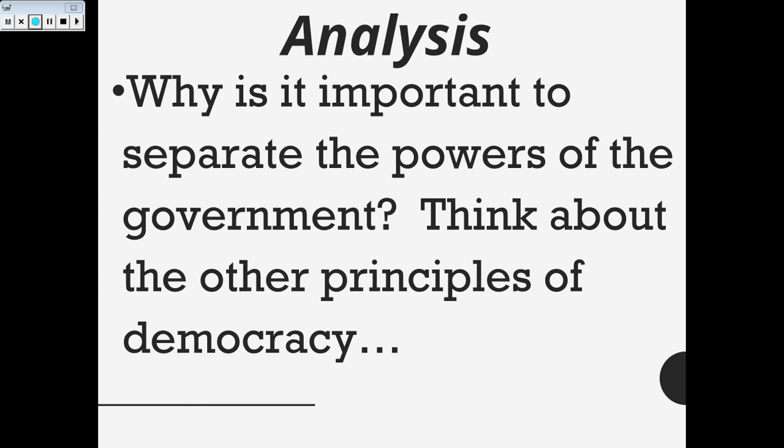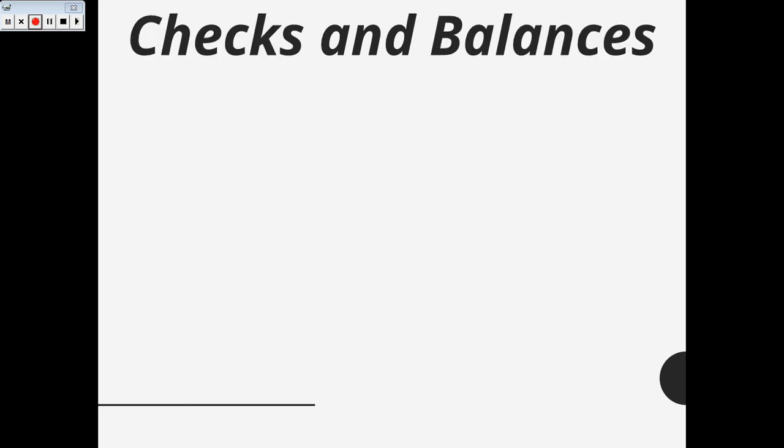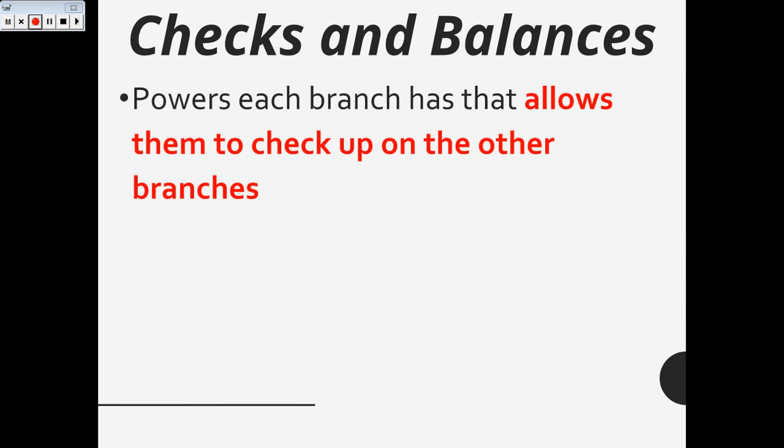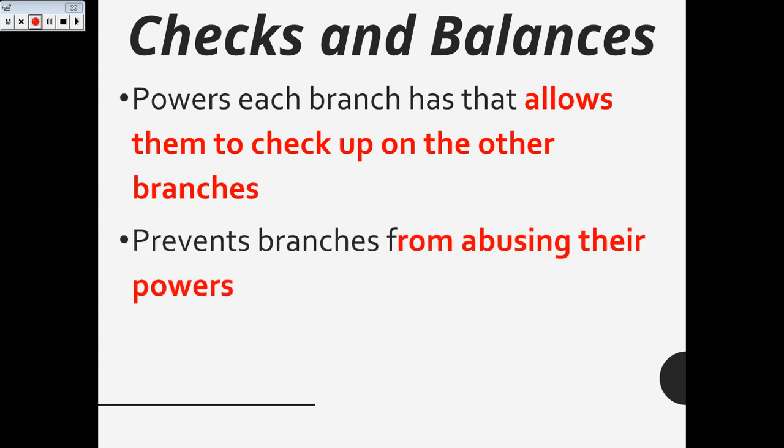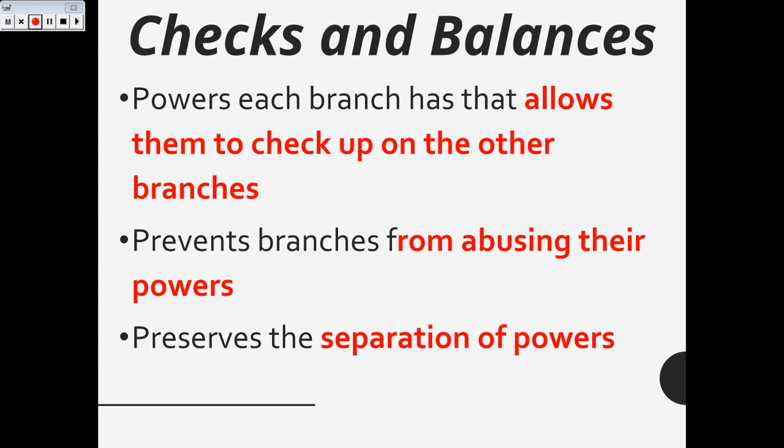Okay, so we're going to take a look at these powers and how each of them have that ability to check and balance each other, and specifically look at some things that they can do to make sure that each branch is carrying out what they're supposed to do. So these powers each branch has allows them to check up on the other branches. So it's in their constitutional rights as outlined in the first three articles, and it gives them that power. It also prevents branches from abusing their powers. So they're not going to be able to have too much power, but they're just going to have the amount that they were supposed to. Also preserves the separation of powers.